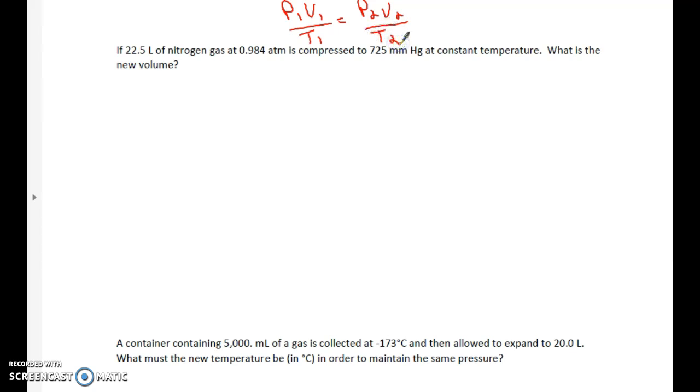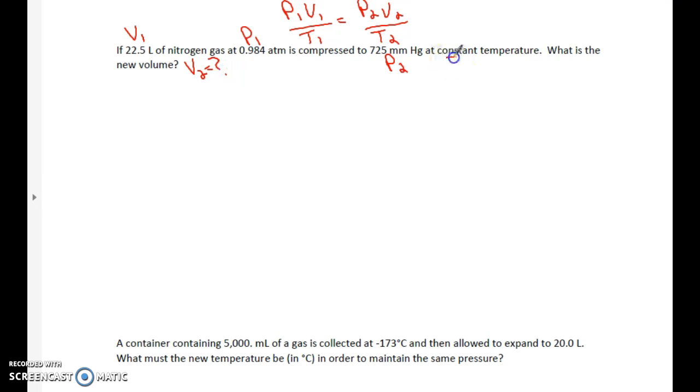So for this problem we have here 22.5 liters of nitrogen gas at 0.984 atmospheres is compressed to 725 millimeters of mercury at constant temperature. What is the new volume? So if we start labeling the variables we have, this 22.5, that is V1, 0.984 atmospheres is P1. It gives us P2 here as 725 millimeters of mercury, and it asks for the new volume. So I'll write V2 equals a question mark.